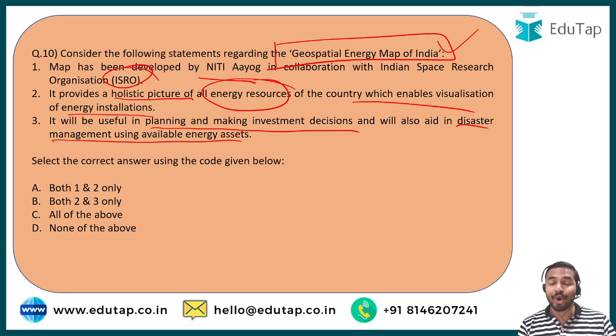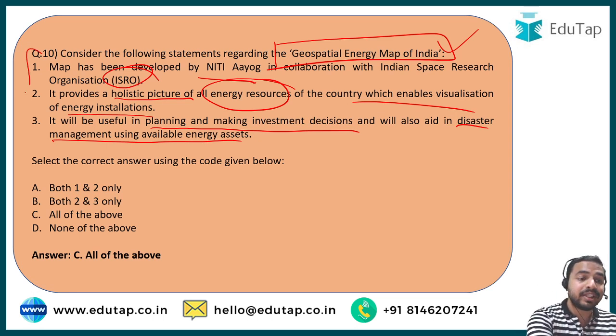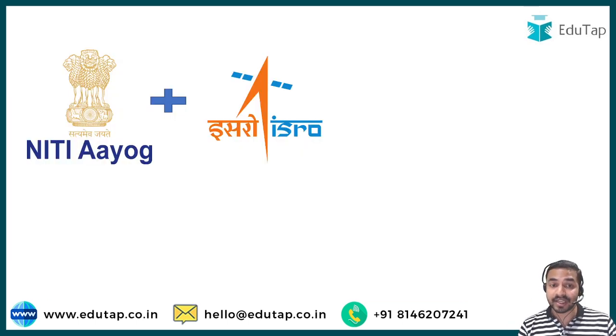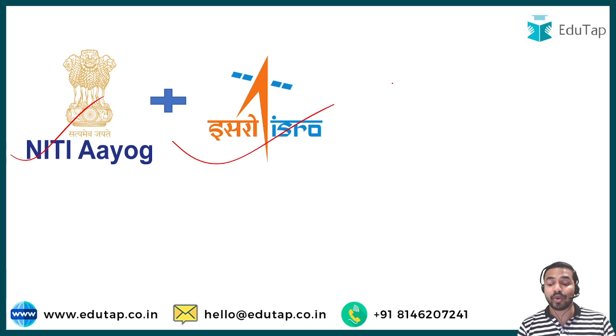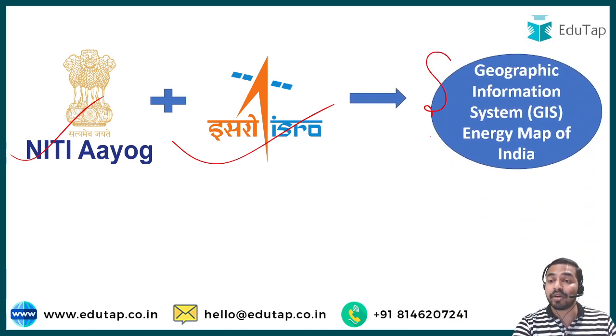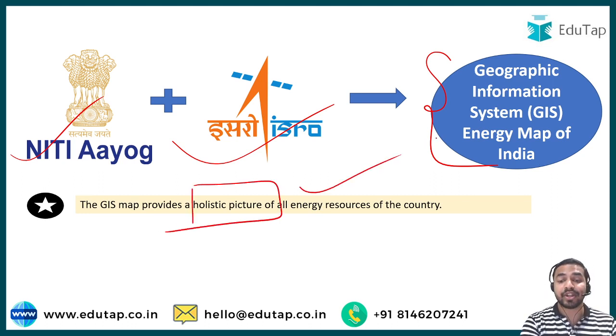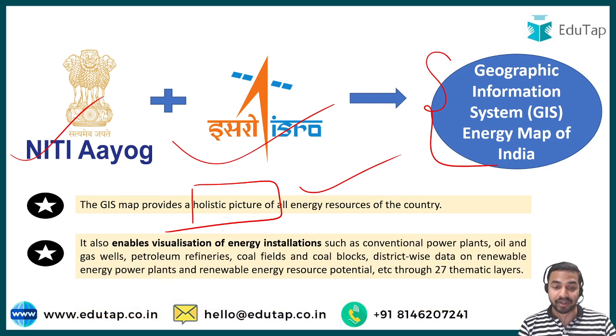So my dear friends, the right answer to this question is option C, that is all of the above, as all these statements given above about the geospatial energy map of India are correct. As we've already discussed, Niti Aayog and ISRO have together launched the Geographic Information System Energy Map of India. And my dear friends, this map aims to provide a holistic picture of all the energy resources of the country, and that's how this map will also help the government in the effective management of these energy resources which are present in our country.